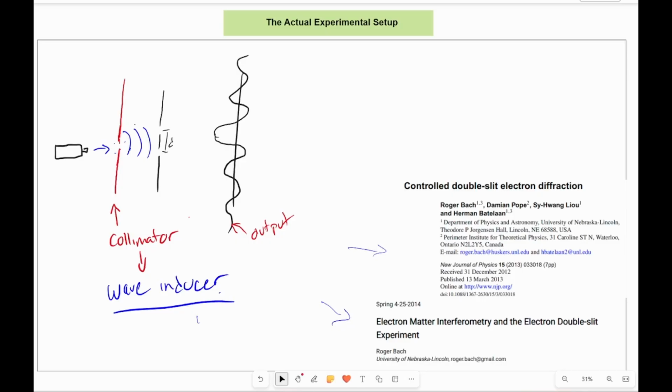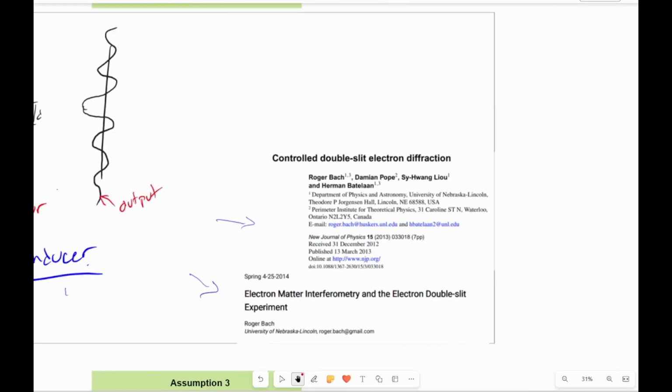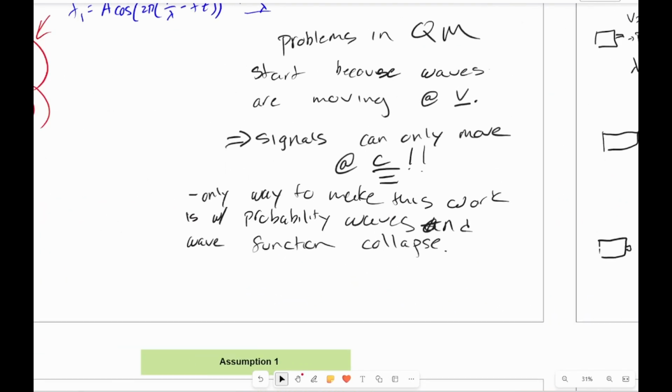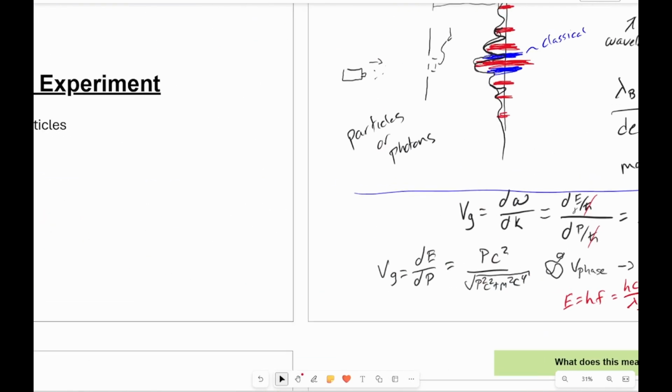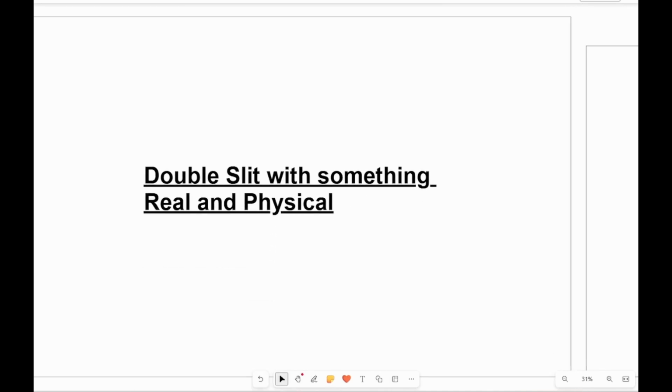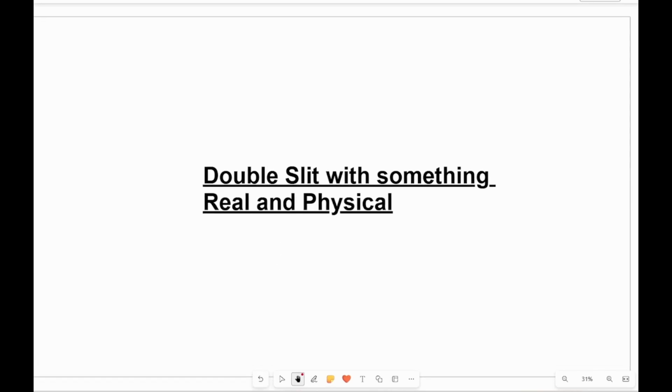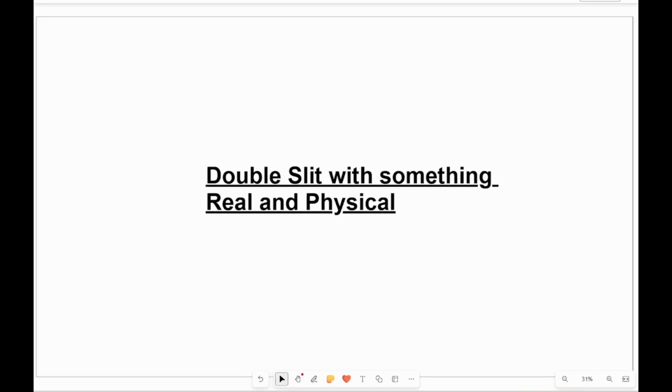Okay, so another side step, but moving on. Now let's talk about how we can get the double slit experiment to work with real and physical somethings.